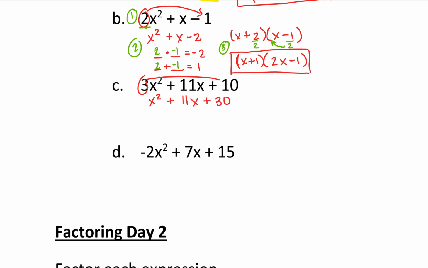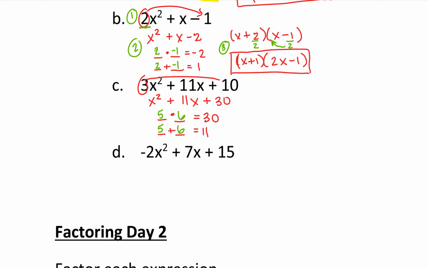Now I'm going to do what times what gives me a positive 30 and adds to give me 11. Well, if I know my factors that give me 30, it cannot be 10 and 3, because when I add them up, I get 13, and when I subtract them, I get 7. So it has to be 5 and 6. 5 and 6 add to be 11.